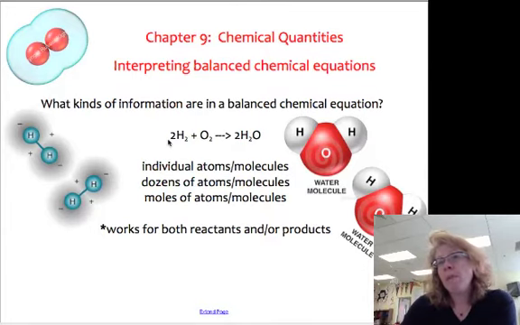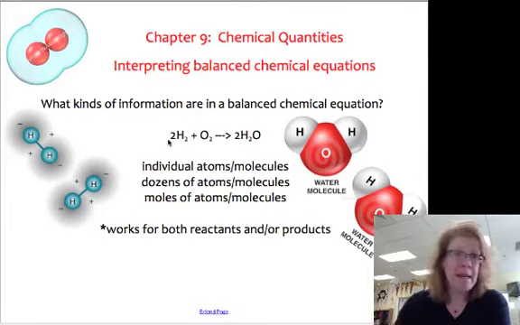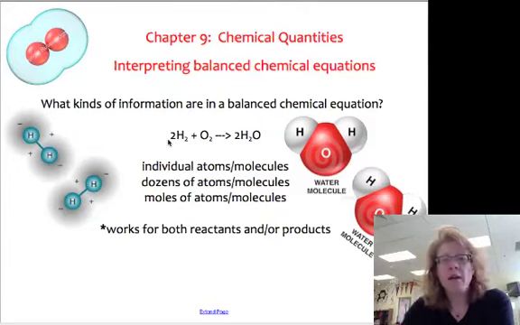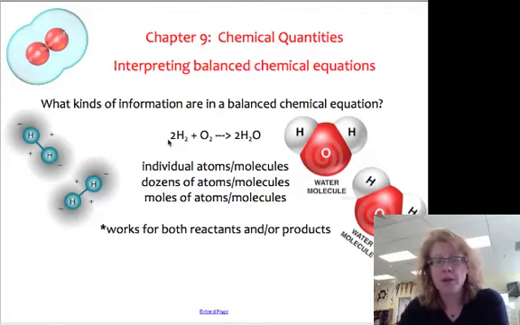So when we write a balanced equation, what does that mean? What does that really tell us? And that's what this whole little presentation here is about. So we can interpret this equation a few different ways. We could say this on an individual atom-to-atom level, that literally 2 H2 molecules are reacting with 1 O2 molecule to produce 2 H2O molecules.